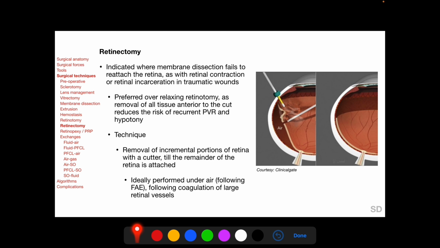Retinectomy, or removal of a portion of the retina, is indicated when membrane dissection fails to reattach the retina, as may occur with retinal contraction or retinal incarceration in traumatic wounds. Retinectomy, as shown here in this figure, is preferred over relaxing retinotomy, as shown here in this figure, as removal of all tissue anterior to the cut reduces the risk of recurrent PVR and hypotony. And retinectomy involves removal of incremental portions of the retina with a cutter till the remainder of the retina is attached.